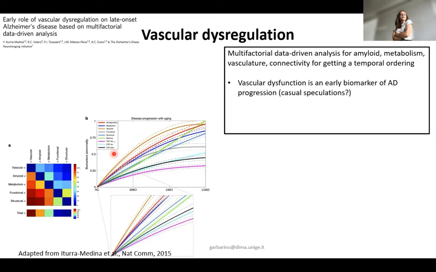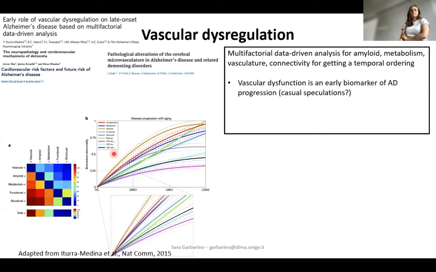The authors here proposed a multifactorial data-driven analysis for many different biomarkers, including amyloid, metabolism, vasculature, connectivity, and they essentially got a temporal ordering of progression for those biomarkers. And they found out that vascular dysfunction is an early biomarker for AD progression. And they made some speculations about the causal interactions among them, but speculations mostly. Then over the years, many, many papers added to the collection, investigating the role of cerebral vasculature failures in Alzheimer's disease in a data-driven way, let's say, and also studying the mechanisms of vascular failures.